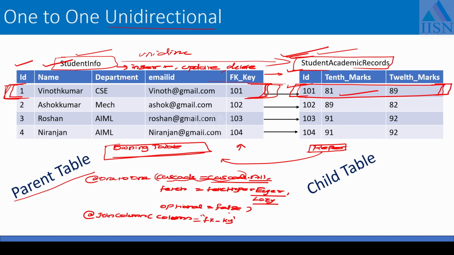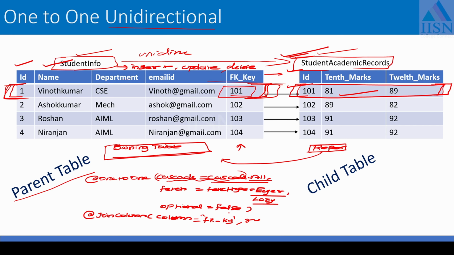So what is the purpose of this JoinColumn with name equal to fk_key? We need to make the relationship between two tables. The primary key values of the child table we are going to hold in this parent table. That is why we are creating one more column, and in that column we are going to mention the link between these two tables.